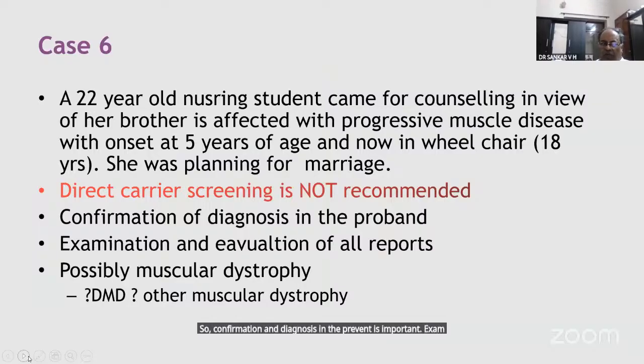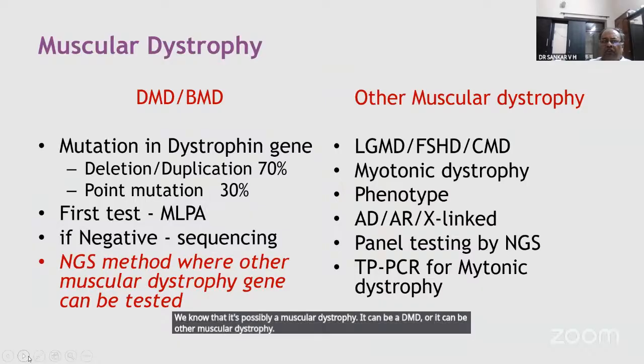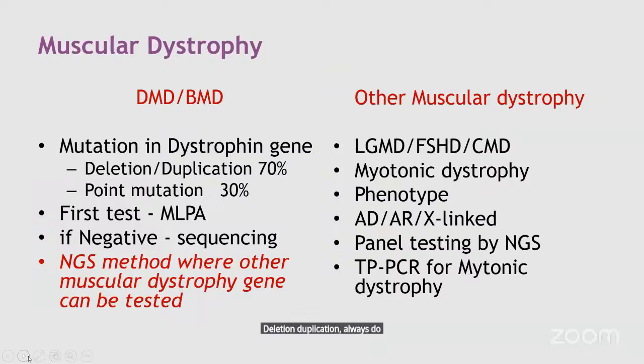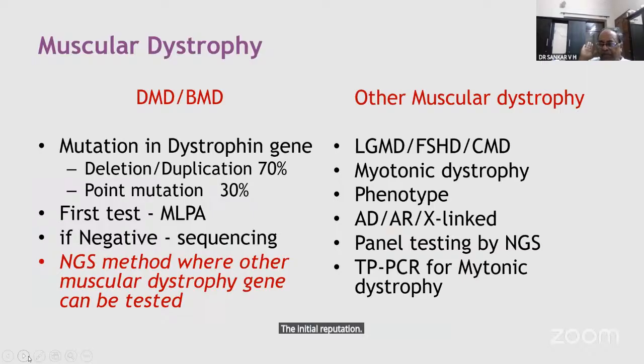Examination and evaluation of all reports. We know that it's possibly a muscular dystrophy. It can be DMD or it can be another muscular dystrophy. For DMD and BMD, it's a mutation in the dystrophin gene. Deletion duplication is the commonest mutation, seen in 70%. Point mutation is in 30%. As I already told you, for deletion duplication always do an MLPA. Since 70% is deletion duplication, the first test is MLPA. If MLPA is negative, then you do the sequencing.